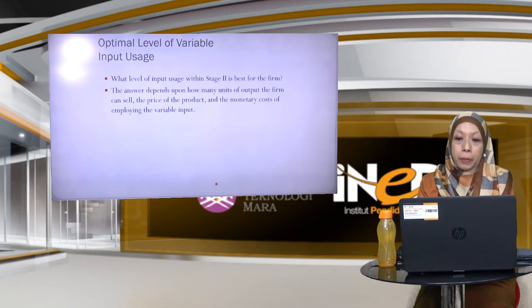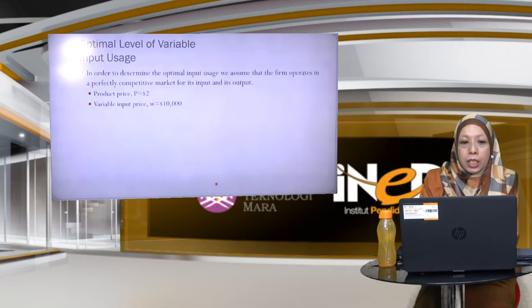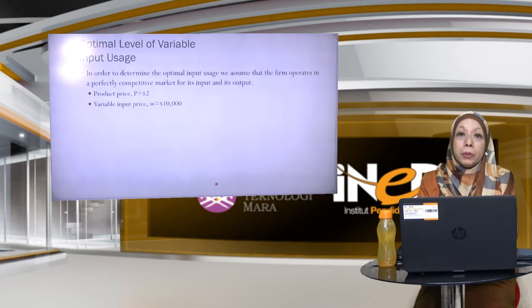for your variable input. So if we want to determine the optimal input usage, we need to assume that the firm is operating in a perfectly competitive market, and the price of the product is equal to $2. We're also going to assume that the price of your variable input, in this case W, is 10,000.